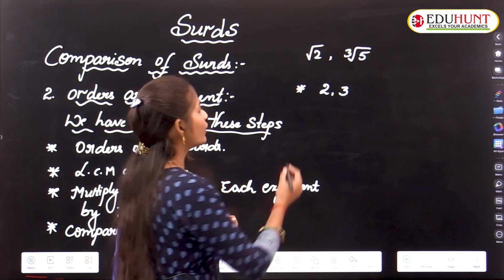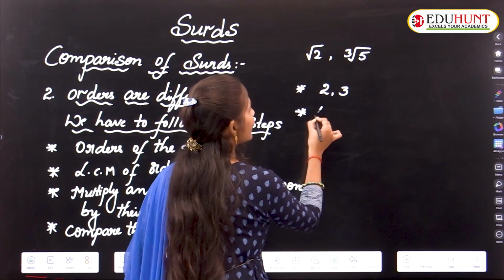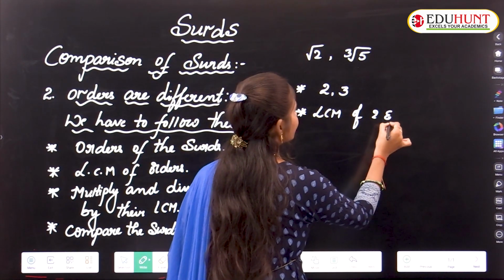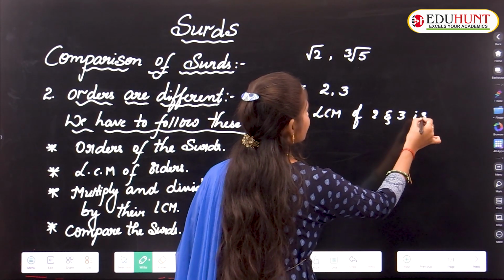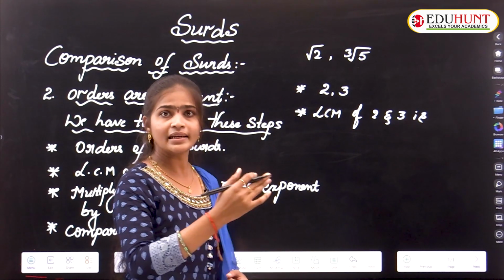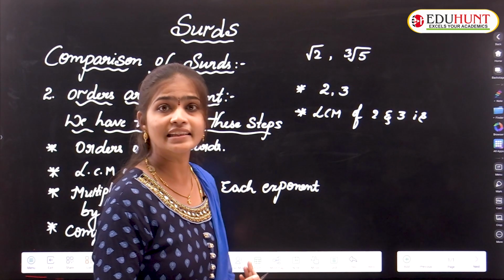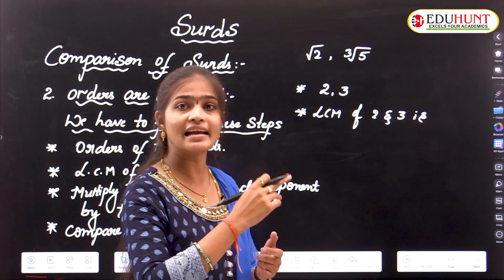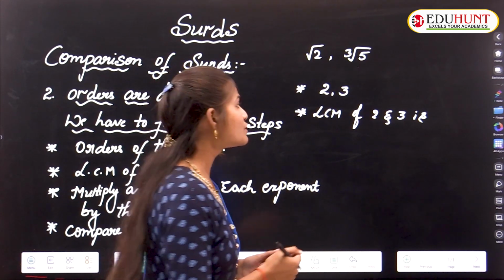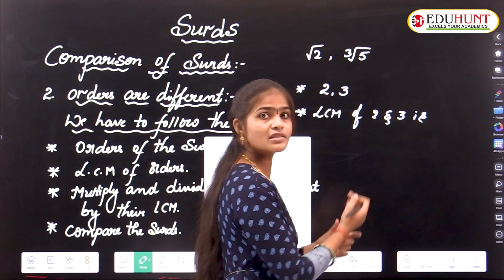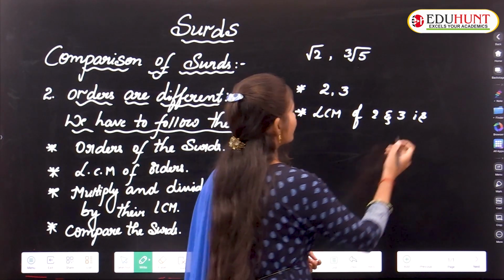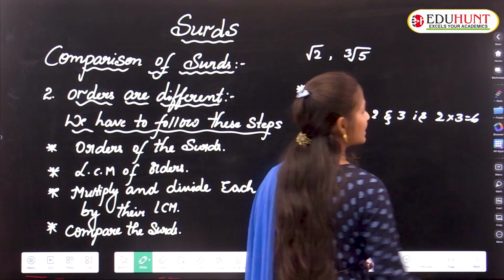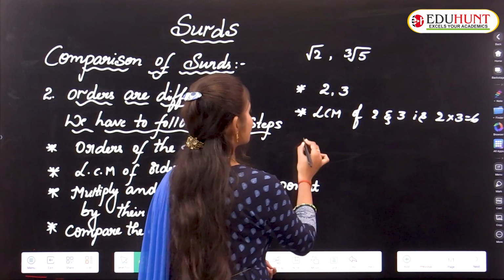Next, the second point: we need to take the LCM. So the LCM of 2 and 3 is, children, we know that 2 and 3 are both prime numbers. So how do we take the LCM of prime numbers? If the given numbers are prime numbers, then their LCM is their product. So here the LCM is 2 into 3 equals 6. We need to take their product, right?